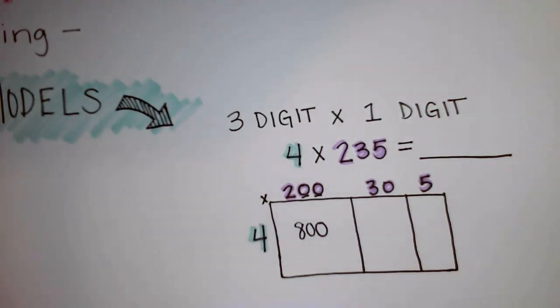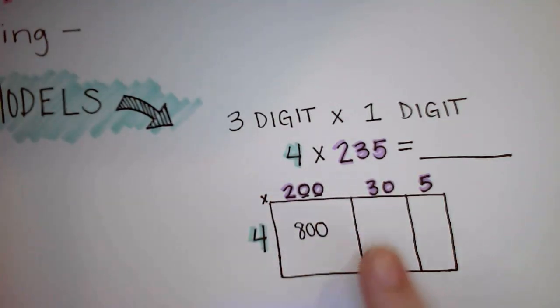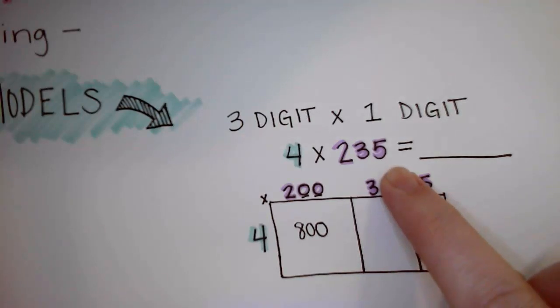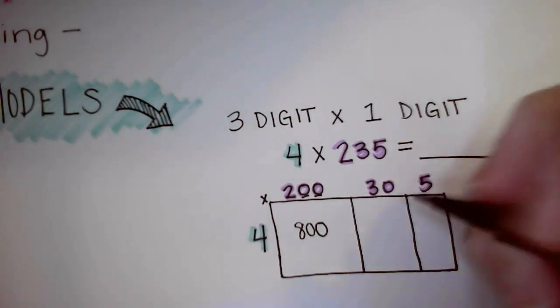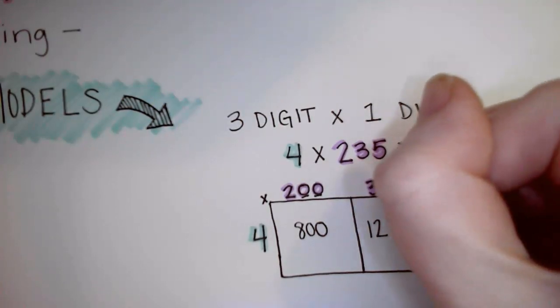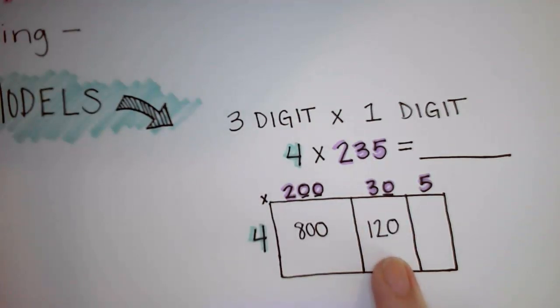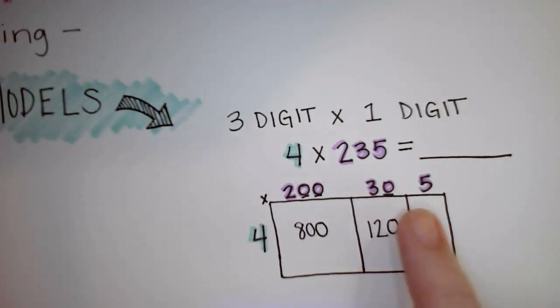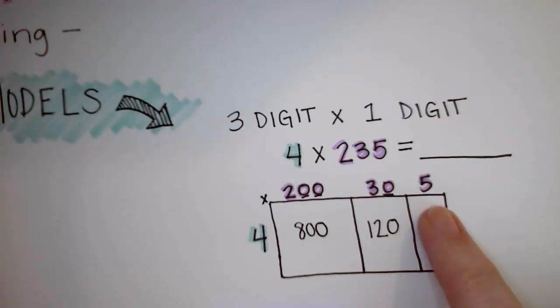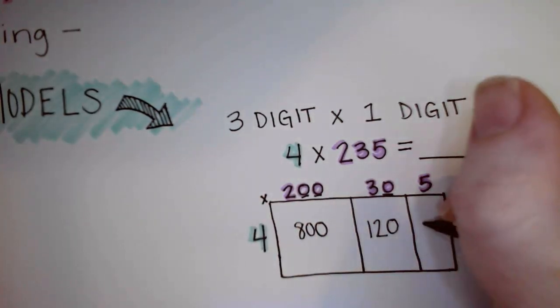Okay, I'm now going to move over to my middle section. 4 times 30. I am again going to apply my zeros trick. So I know that 4 times 3 is 12. And I'm going to drop that 0. So 4 times 30 is 120. So this section of my rectangle is essentially worth 120. And moving on to my last section, I'm just going to go 4 times 5, and we know that that is 20.